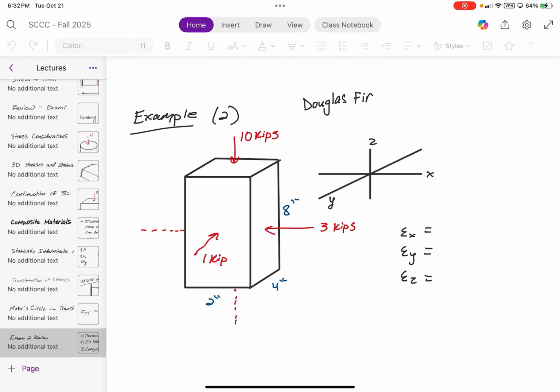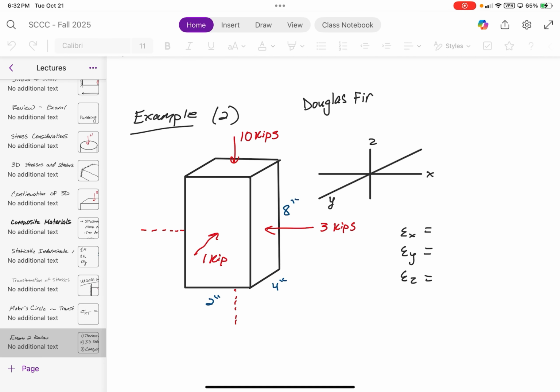Correct, for x. So you could just do all of them like that, right? But what was that other really long one? That's the one I was trying to do, but I didn't get the same answer. Or I did, and it just doesn't look the same. So can you just do stress over the modulus of elasticity for all of them to get the strain?